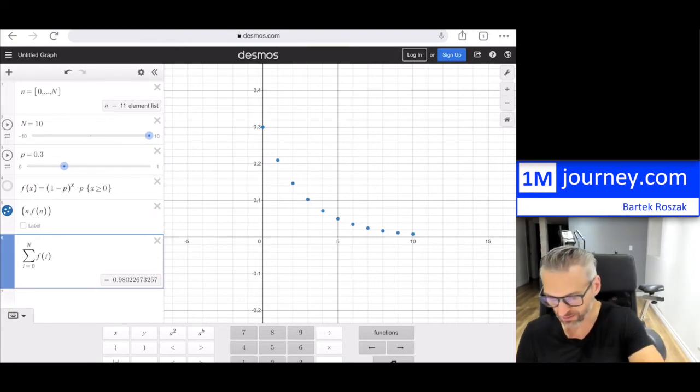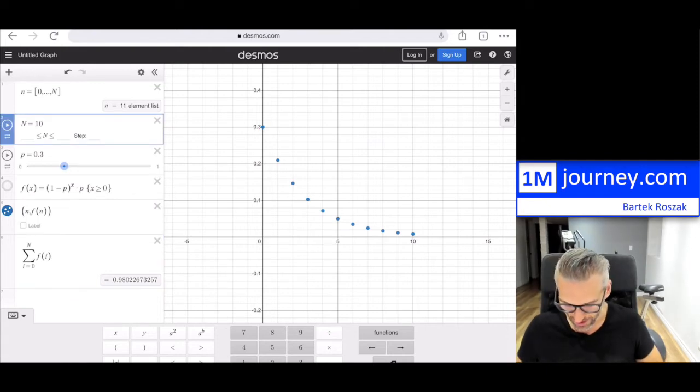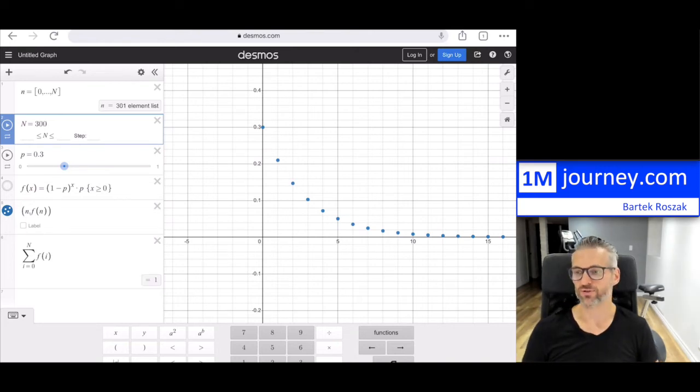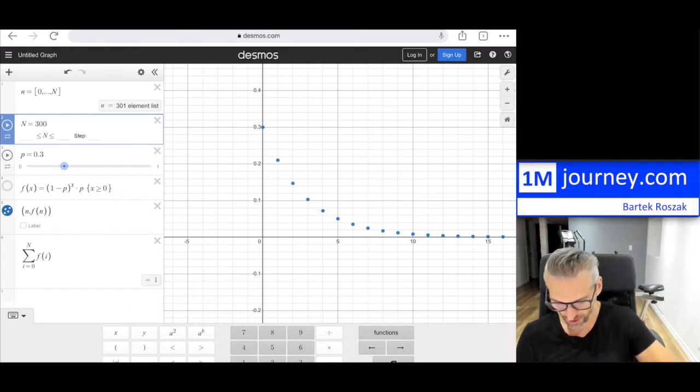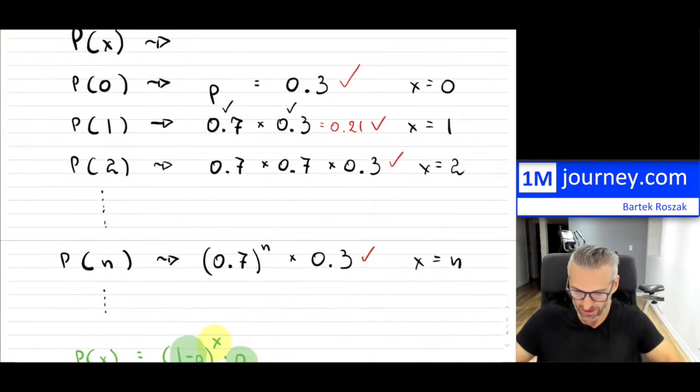That's the probability. But notice, instead of the first 10, if I take 20, we get 0.99. With 30, it gets closer and closer. Notice it's rounded to 1, because that would have been the summation, and you see that in the corner there. So that's the distribution that we would have, and this is the geometric distribution in general. All right, so now I'm going to go back right here.